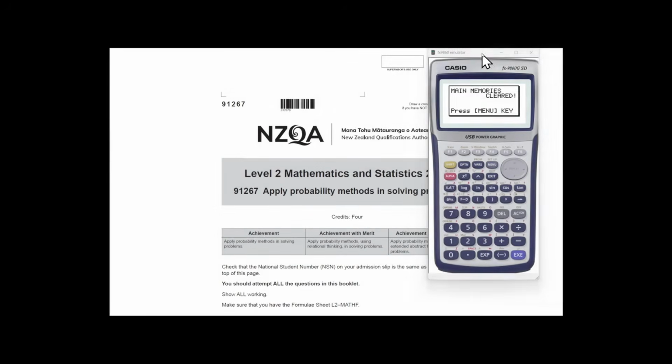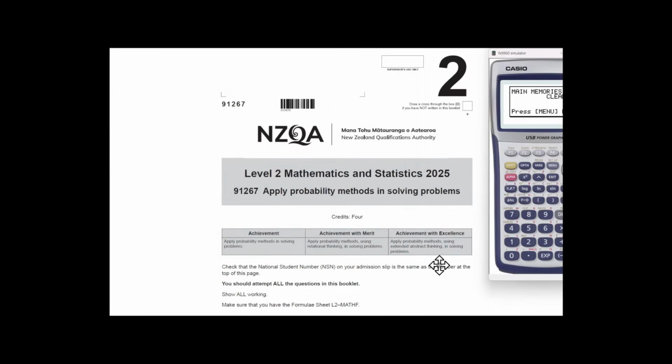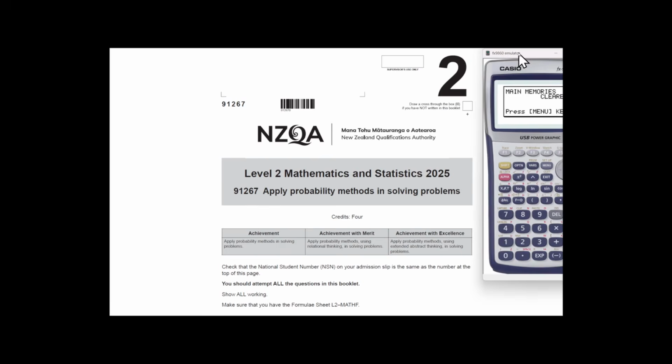Well, good morning, everyone. Let's start Level 2 NCEA for 2025. These are the exams that have just finished. Let's do a review. This is Level 2 Mathematics, applied probability methods and solving problems. So I'm just going to do this the first time.